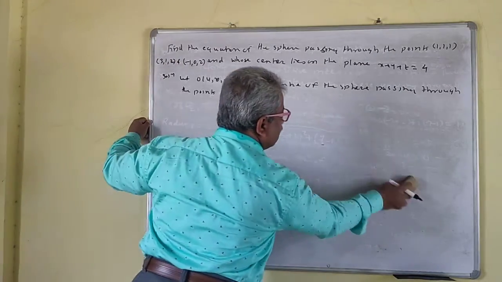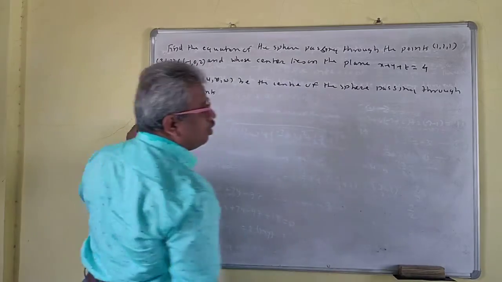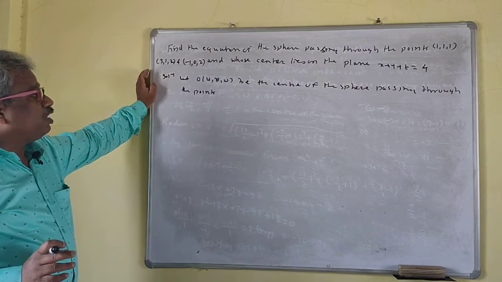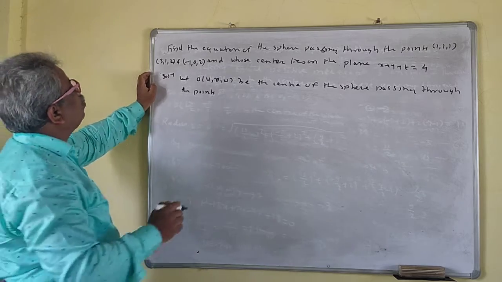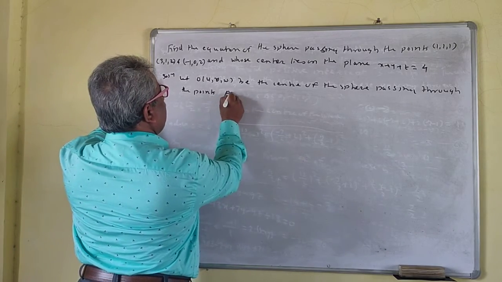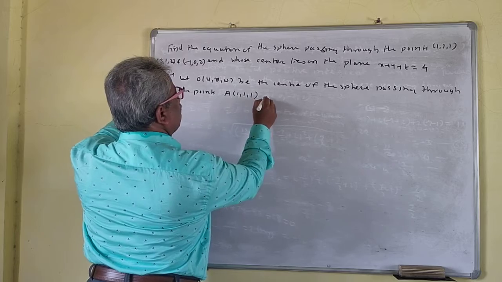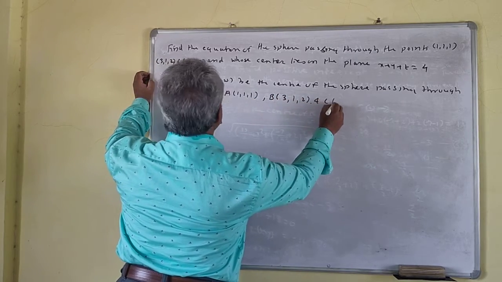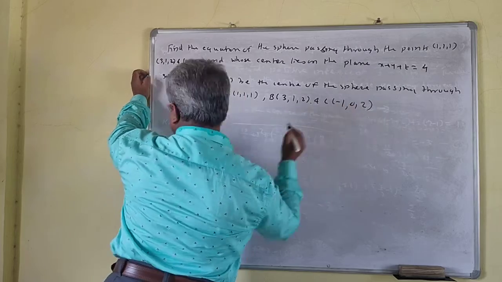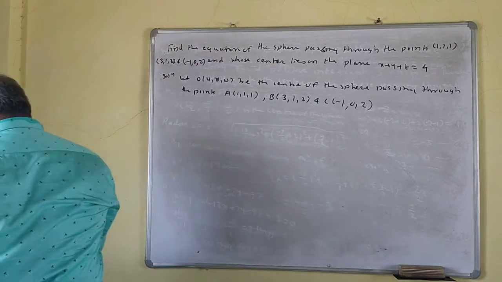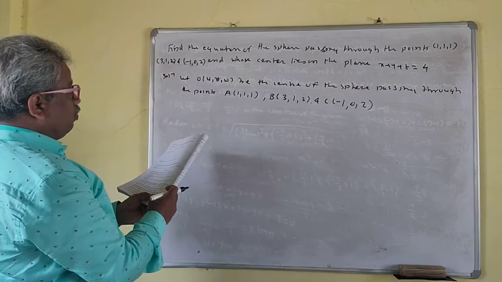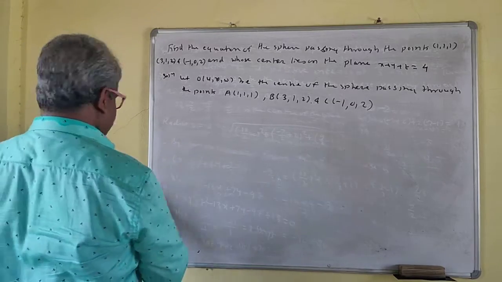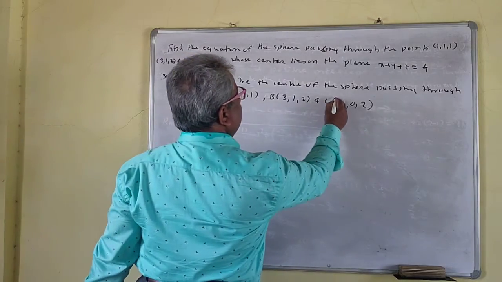So same thing here, the idea of the center is given. We'll find by center radius form the equation of the sphere. So let O(U, V, W) be the center of the sphere passing through the points. We'll give the names A(1, 1, 1), B(3, 1, 2) and C(minus 1, 0, 2). We'll check the points once again, so that it is easy to compare with the solution.